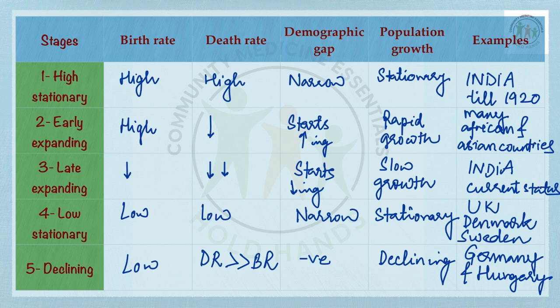As you can see, India was in stage 1 till 1920. India was in high stationary stage till 1920. Then population starts steadily increasing since 1921. So the year 1921 is called the Big Divide.